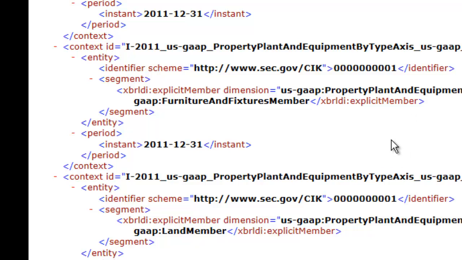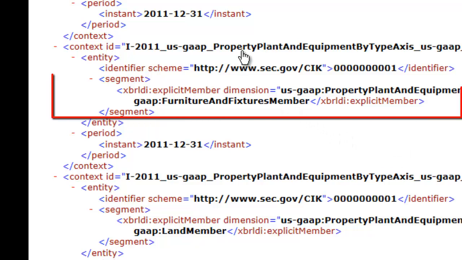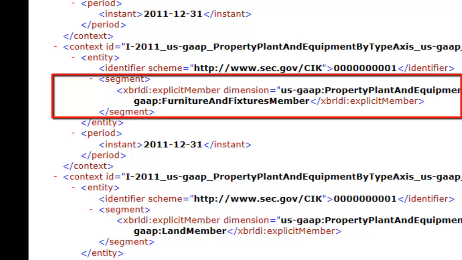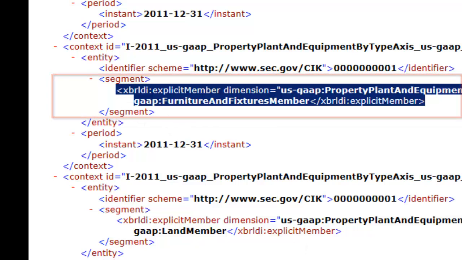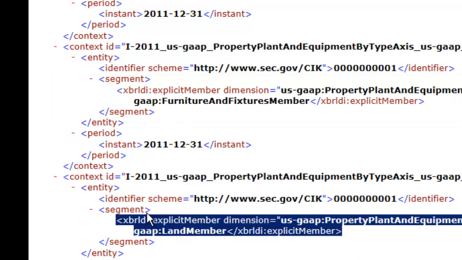This is as compared to the facts for furniture and fixtures, land, machinery. They only exist in one fact table. These facts are explicitly provided because they are not the intersection point.